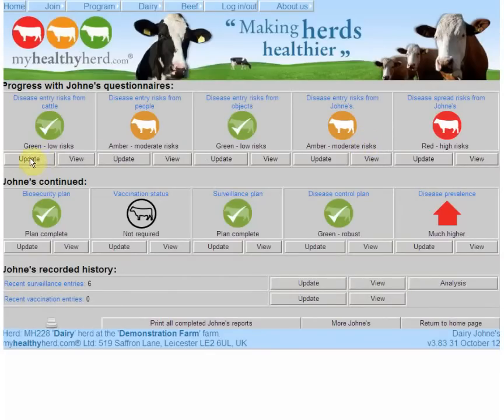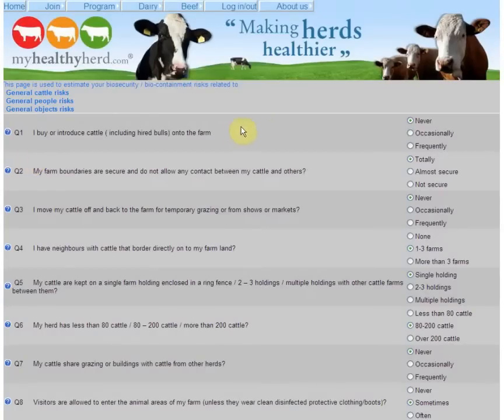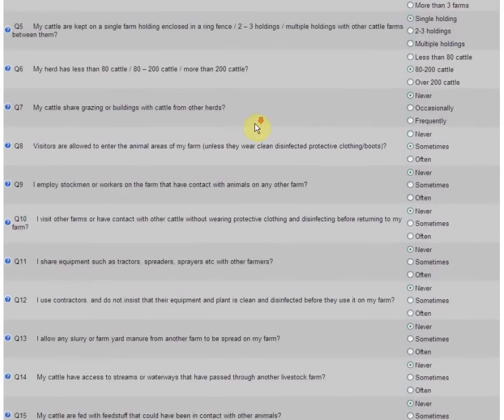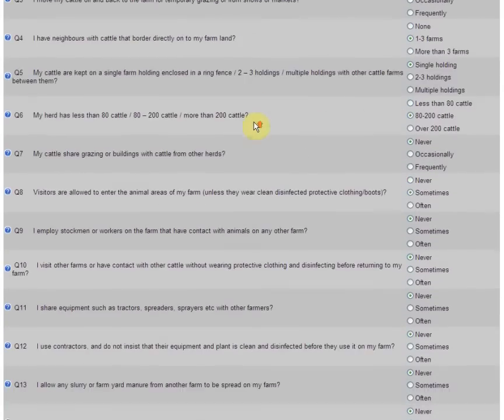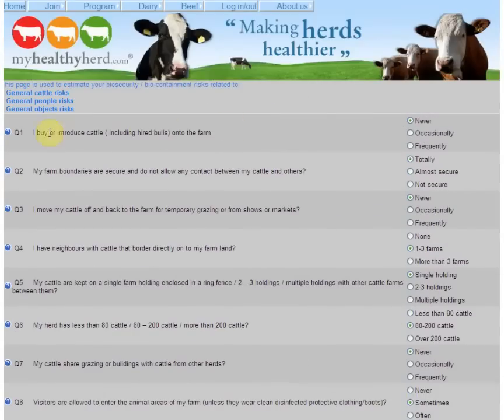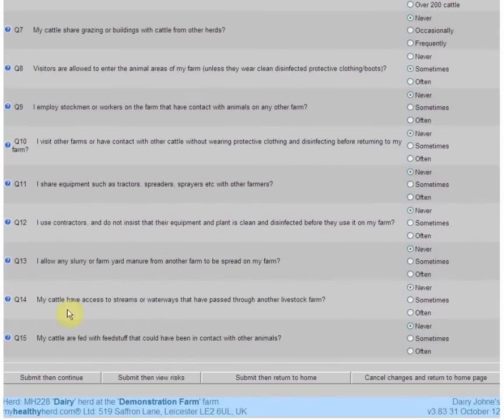You start here and we analyse the risk of disease entry. There are a series of 15 questions here that you answer, and they're fairly simple. I buy or introduce cattle, including hired bulls, onto the farm: never, occasionally, frequently. You put an answer in the area which you believe most accurately reflects what happens on the farm. After you've trundled through and done that, you submit and view the risks.